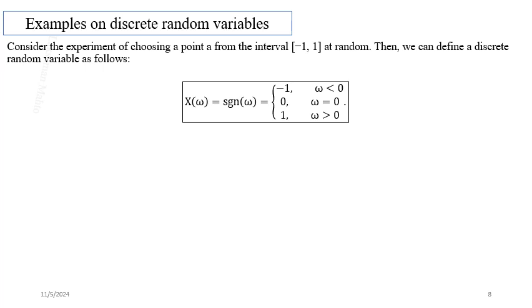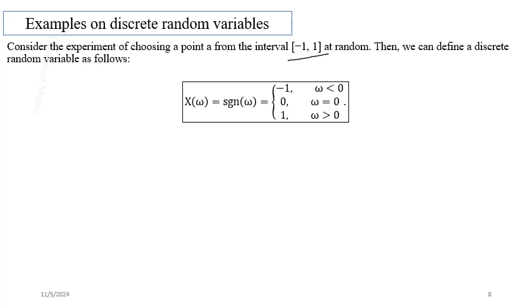Like if you are taking an interval from minus 1 to 1 and you are playing a game of choosing a number from the interval and defining a sign. What is the outcome? You are selecting a random number from the interval minus 1 to 1, and you are assigning a sign. How many possible signs are there? It is either negative or positive, or 0. So 3. Negative we call minus 1, positive we call 1, and 0 is 0.